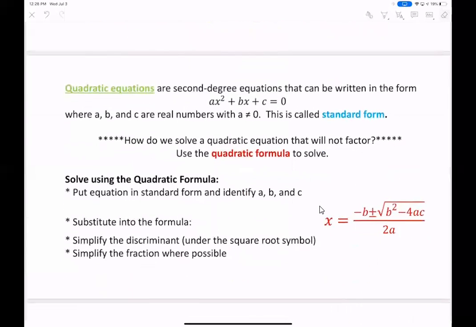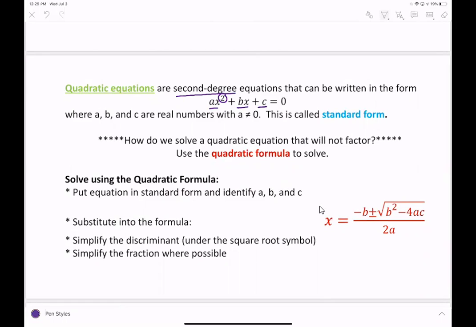So going back, what is a quadratic? Well, a quadratic is an equation that is a second degree equation, meaning the highest exponent is a 2. And it has to be in this form called standard form, where we have a trinomial that has the x squared term, the x term, and a constant. And the square term, we want it in descending order.